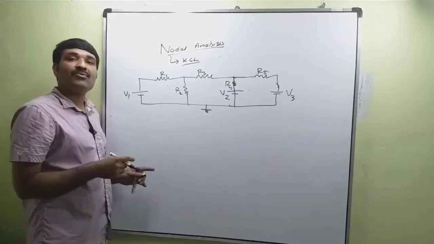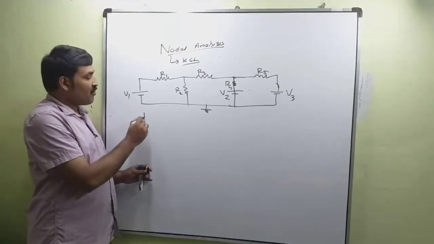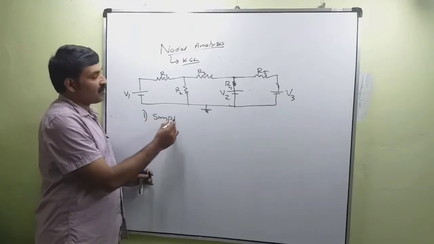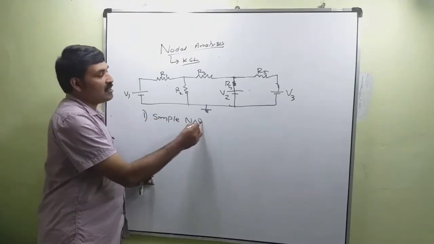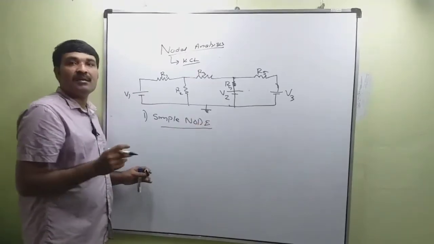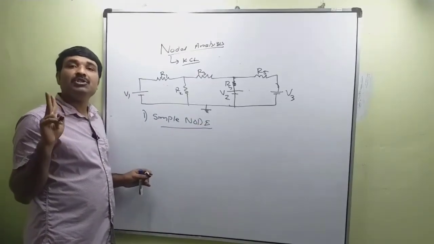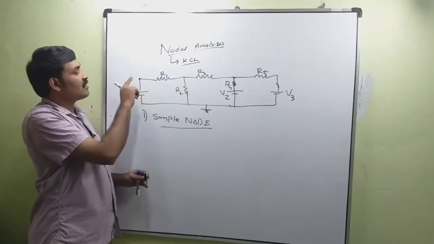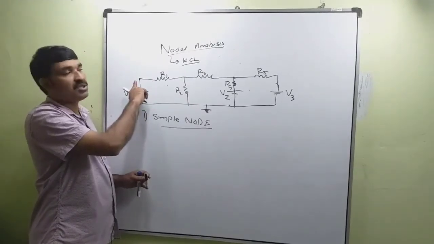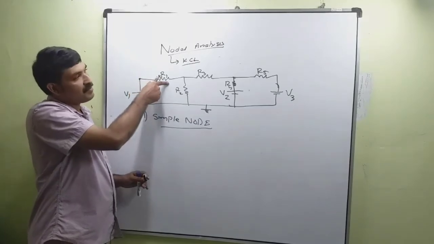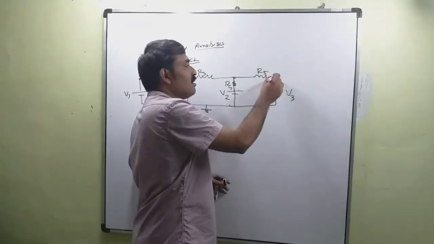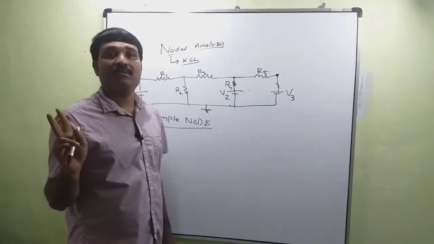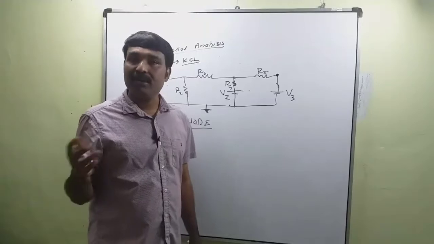Nodes are basically of three types. First is simple nodes. A simple node means it is connected to only two elements. This node is a simple node. It is connected to this element, the battery source, and this element. This is a simple node since it is connected to only two branches or two elements.